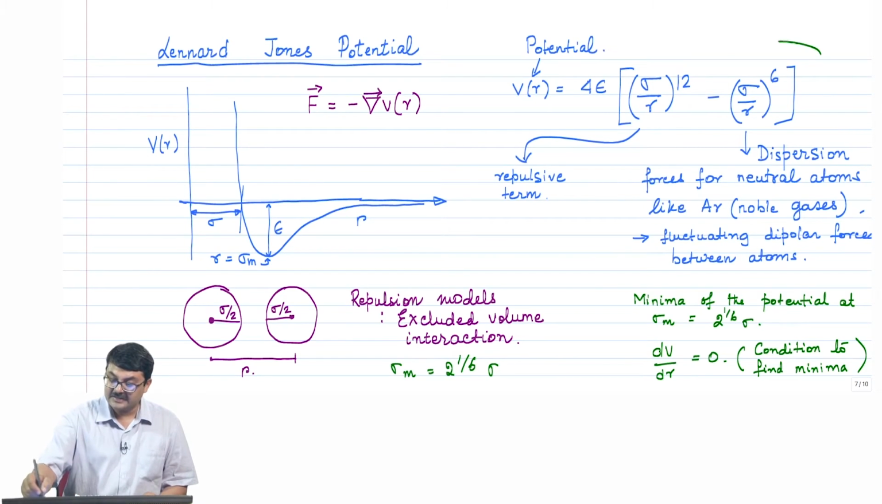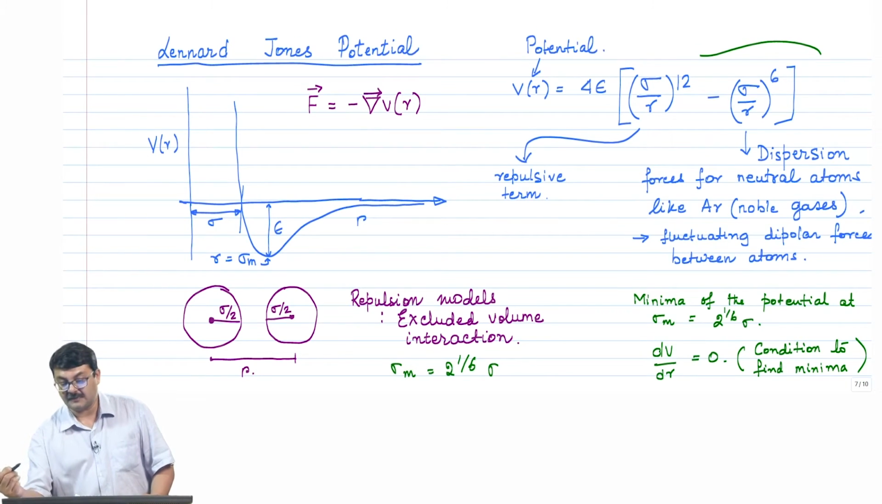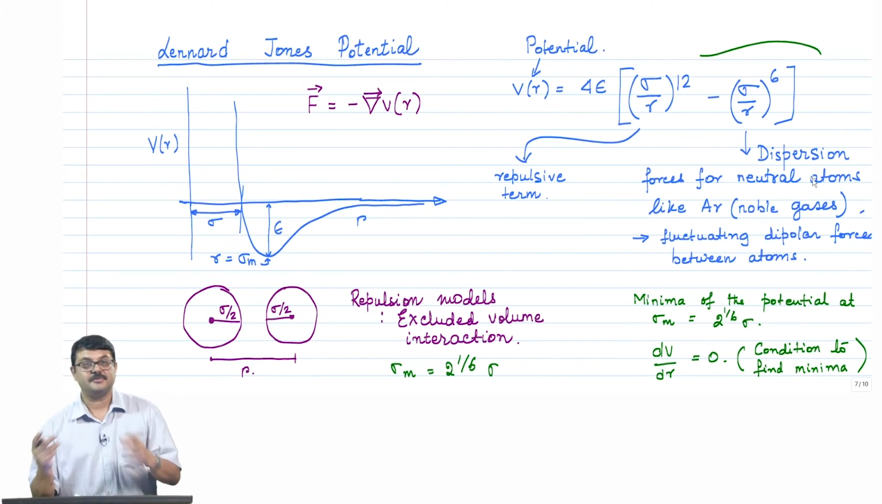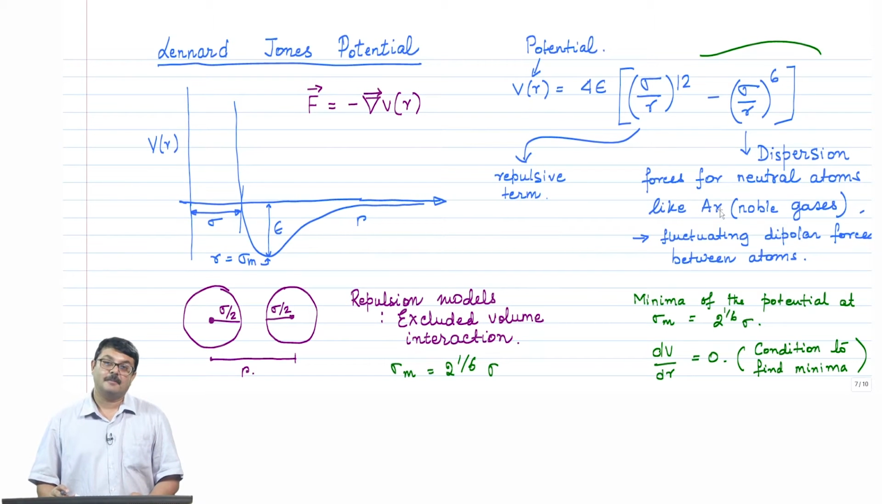So, where does this expression for the potential come from? Sigma by r to the power 6 is the so called dispersion force between neutral atoms. So, if you have neutral atoms like argon, a noble gas, where it has no net magnetic moment, no charge and so on and so forth.